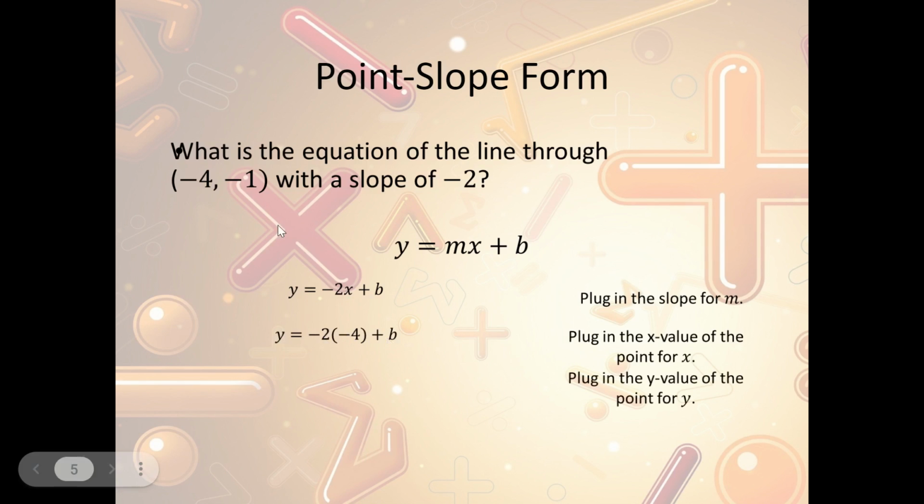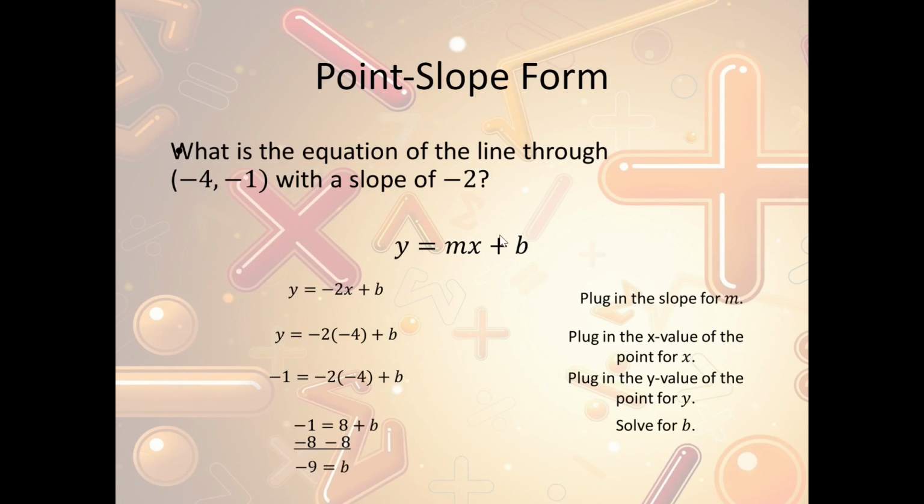Then we plug in our y value. Our y value is -1, and that goes in for y. So this is -1 equals -2 times -4 plus b. Now we just solve for b. Well, -2 times -4 is positive 8. So that's -1 is equal to 8 plus b. We're going to get rid of this 8 by subtracting. So we subtract 8 from both sides. And we get -1 minus 8 is -9. That's equal to b. Now we plug this back into our y equals mx plus b form. y equals -2x. And then our b is -9, so it's -9.